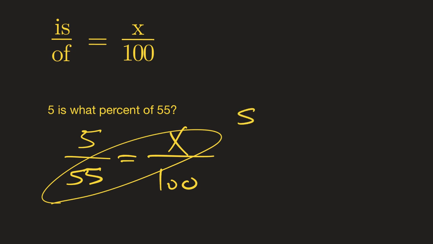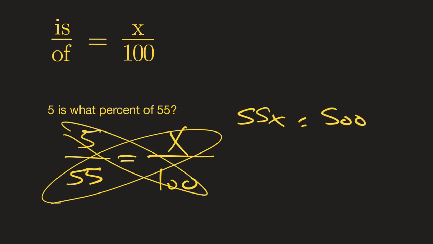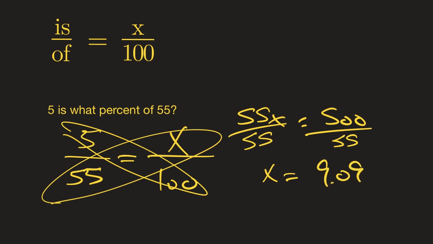55 times x, 55x equals 5 times 100, 500. How do I solve? Divide by 55. 500 divided by 55 is 9.0909. Okay. So 9.09. And then 09 repeats, right?